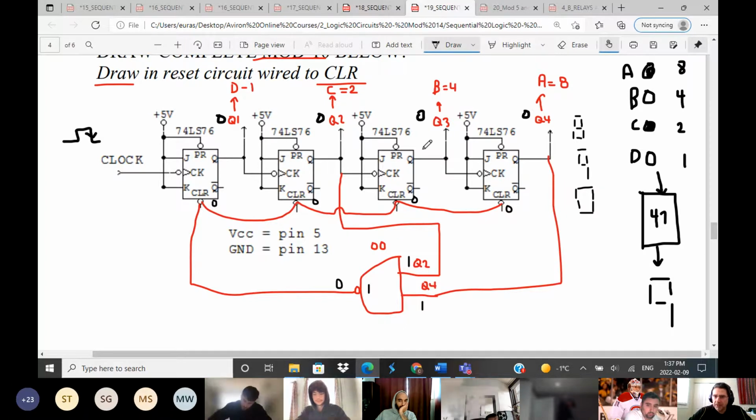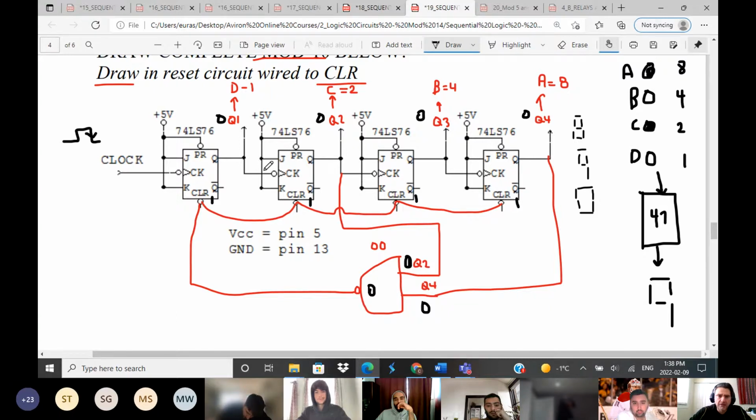Now look what happens at 0, 0, 0. Well, Q4 is 0, so this is 0. Q2 is 0. This is 0. The output of an AND gate is 0, but it's a NAND, so it's inverted to a 1. If it's inverted to a 1, all the clears are now hooked up to 5 volts, which is a logical 1. Which means what? Which means that it won't clear. It's going to count normally. So if I have 5 volts on clears, it's going to continue to count.